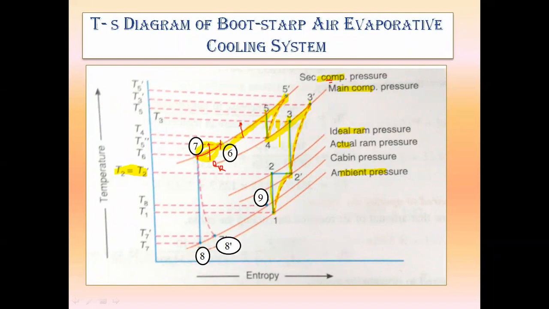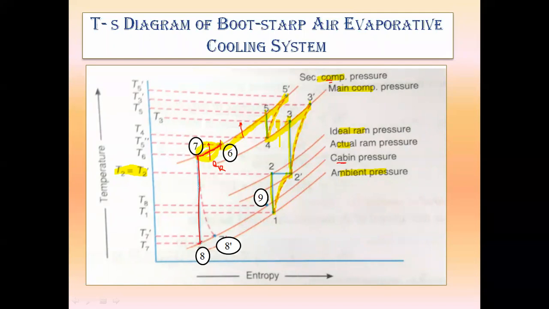So here the 6 to 7 process is occurring inside the evaporator. Now the outlet of the evaporator will be supplied to the cooling turbine, where pressure will decrease from delivery pressure to the cabin pressure. Pressure is going to decrease.